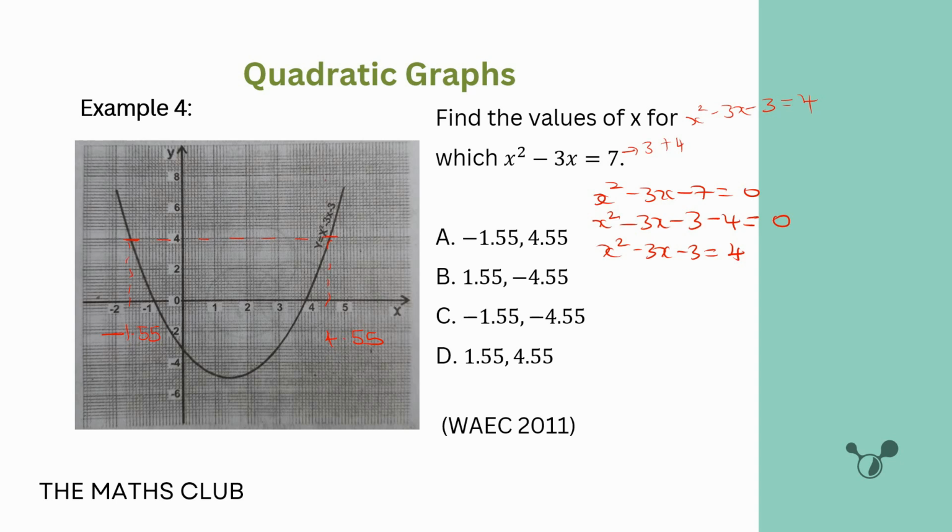Let's see if our answer is correct. Option A, great. Minus 1.55 and 4.55. Simple and short. This is taken from WAEC 2011.